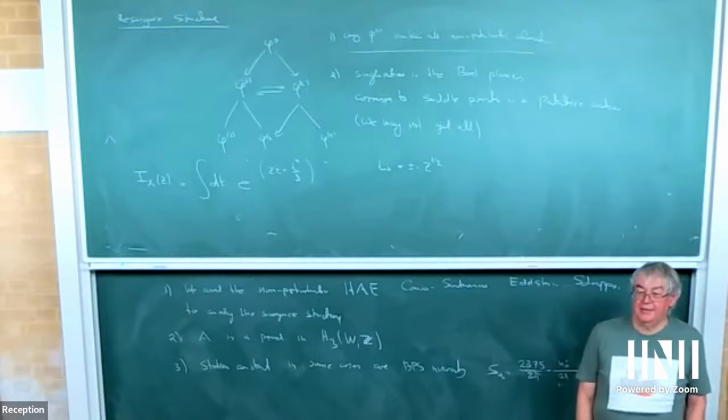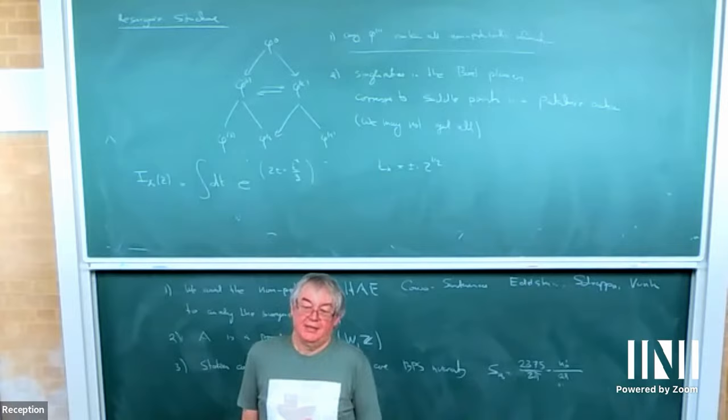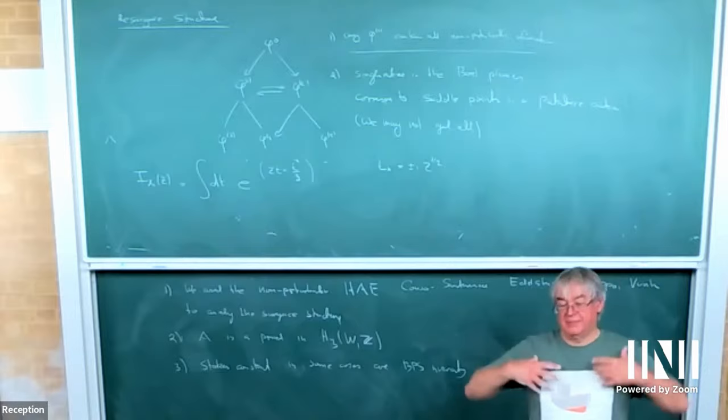So this resurgence structure computes non-perturbative effects, and non-perturbative effects are usually due to some instantons. So what is the space-time interpretation of these non-perturbative terms? I mean, these are instantons in Kodaira-Spencer gravity, I believe. And so these are non-trivial solutions. This is the interpretation that we have.